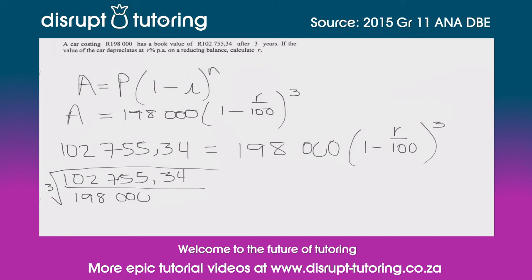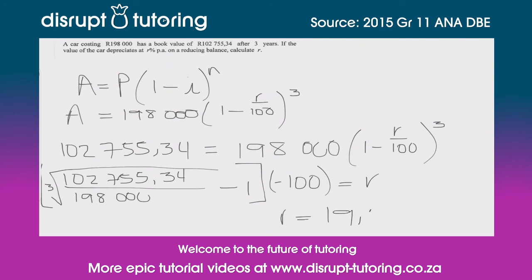And what would we do in order to get that by itself? Well, we need to try and get rid of that 1. So in order to get rid of that 1, we would subtract the 1. Then what are we left with? Well, we are left with minus R over 100. So in order to get rid of that minus 100, we would multiply the left-hand side by minus 100. All right, and that gives us R.